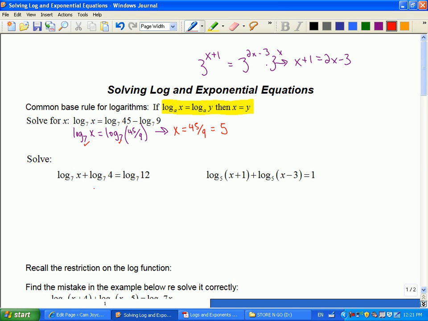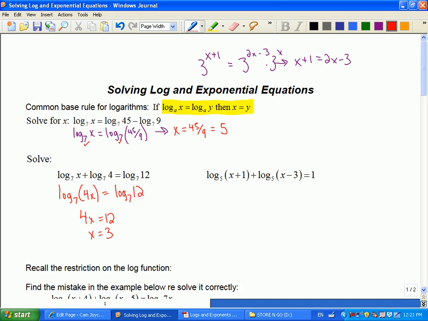Okay, so in the next example, it's very similar. All I want is one single log, so you can just use your log laws to combine these. And now I'm in the situation that applies. Log base 7 is the only thing on both sides of the equation. That can only happen if 4x equals 12. X must be equal to 3.